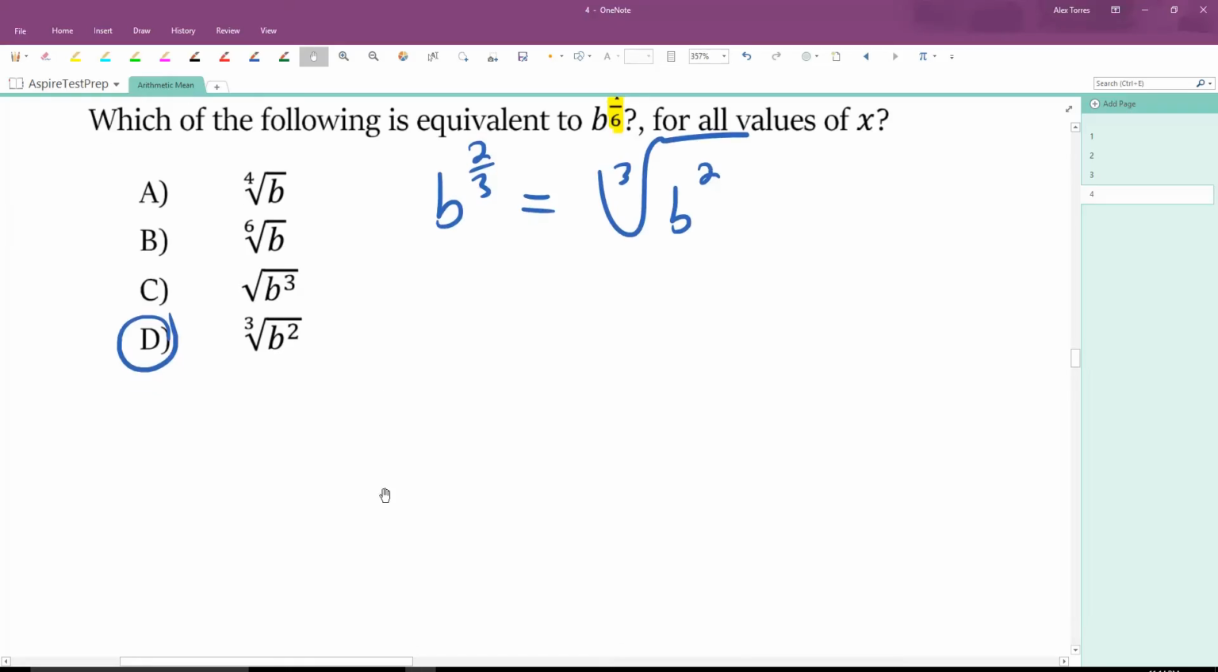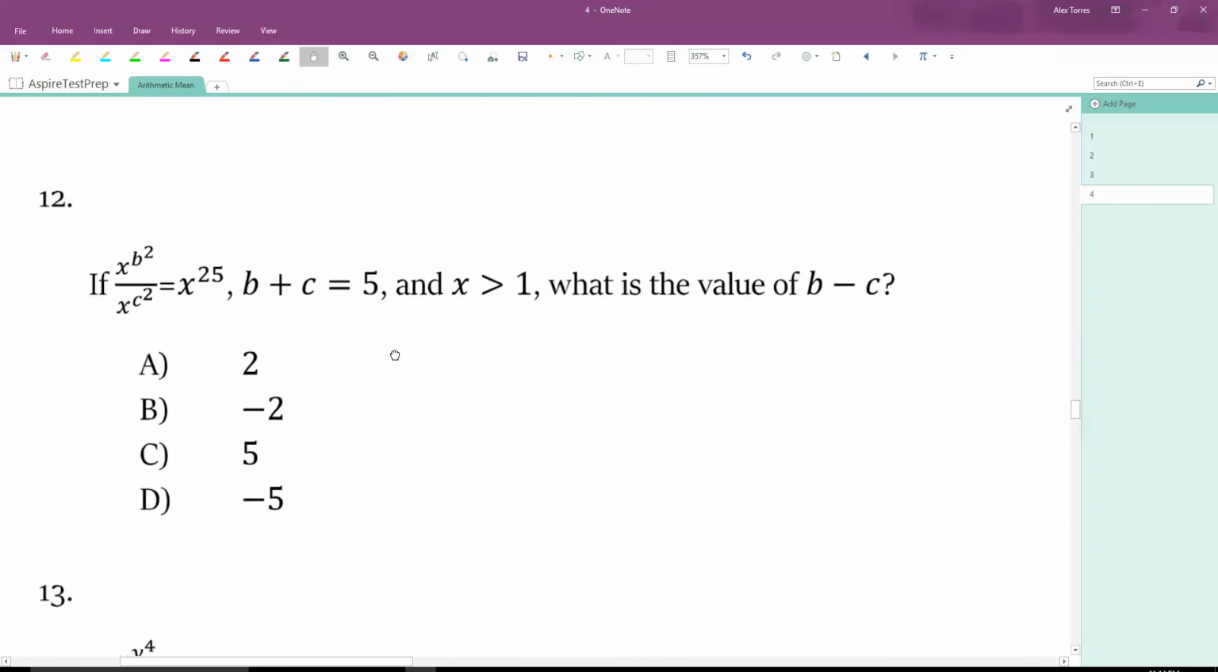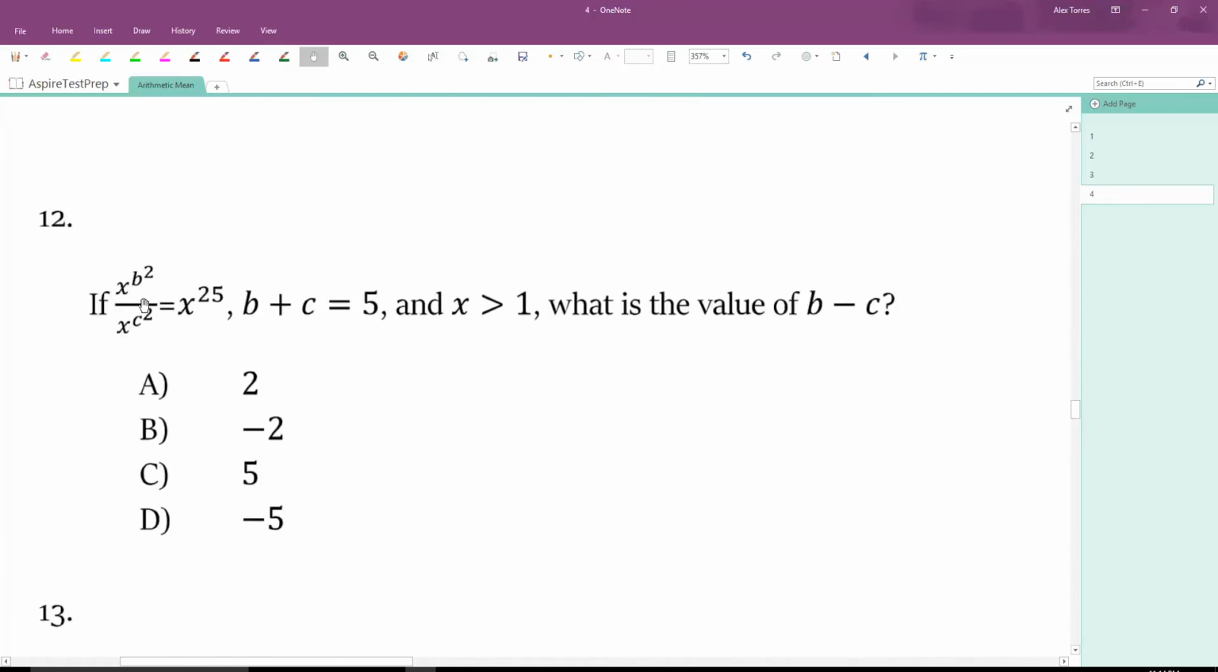Going over to number 12 now. Number 12 says we have some kind of division situation here. Now the rule that we talked about earlier says if you have a to the b over a to the c, you're subtracting, so that's a to the b minus c. And this is no different. We have b squared right here and c squared right here, so that'll simplify to x to the b squared minus c squared equals x to the 25.